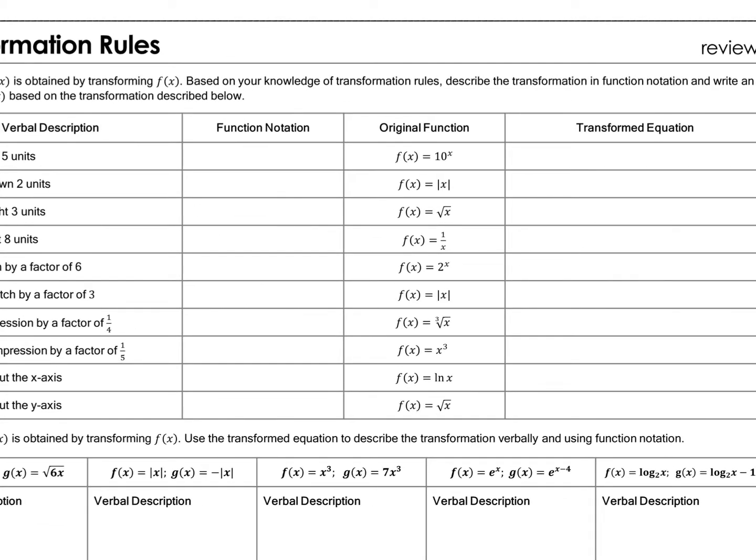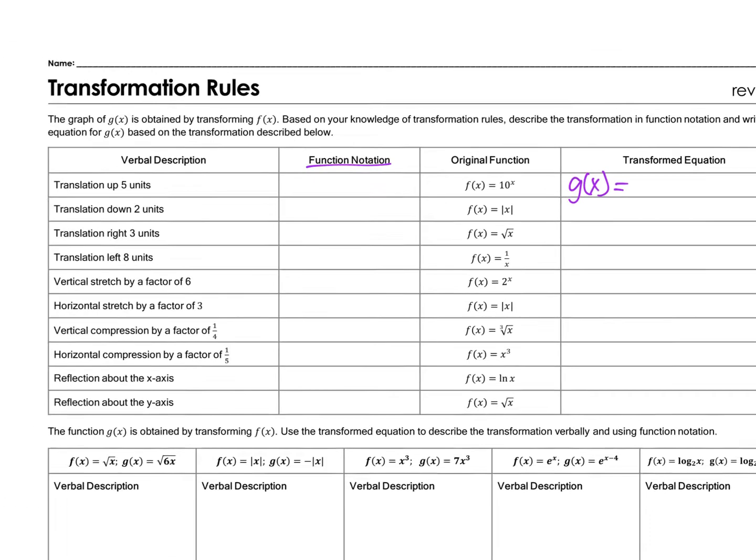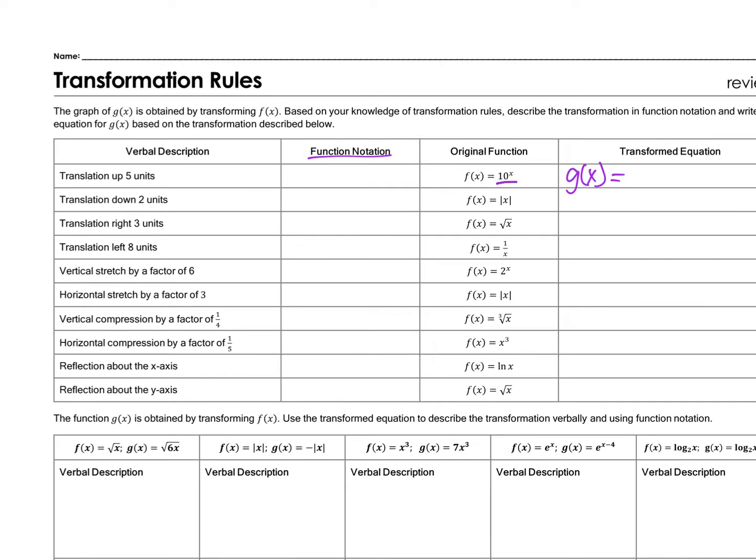So I'm going to go ahead and write my g equation first, and then I'll go back to function notation. So since we are starting with 10 to the x, we need a 10 to the x in our equation. And then we're going up 5, so outside of the exponent, we need a plus 5. Now, on function notation, instead of 10 to the x, you're going to use f of x. So I'm going to have f of x instead of the 10 to the x, and then I'm going to add 5.